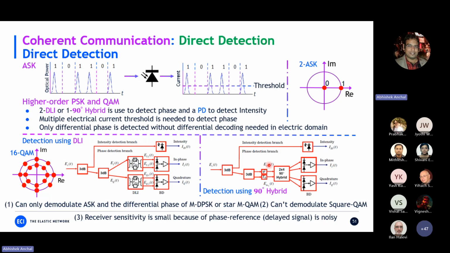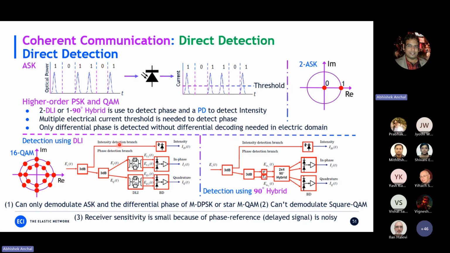So this is the very simplest one. It doesn't have big circuitry, it doesn't have a big DSP or anything. But the problem is it can only demodulate differential phase or the star QAM. The square QAM, which is more common in communication, it can't demodulate because it has various intensity levels, and at each intensity level the phases are not symmetrical. So we can't use direct detection for that.